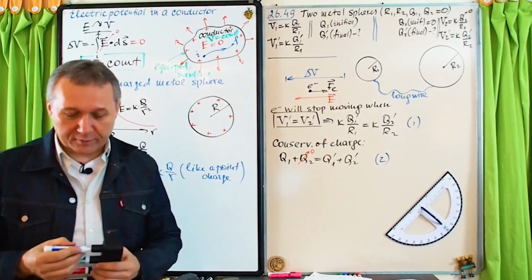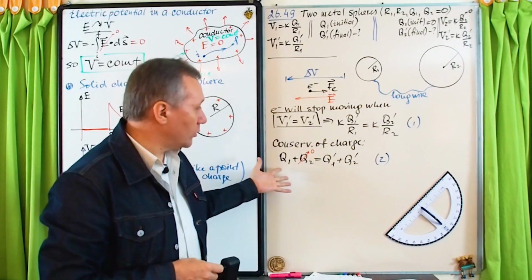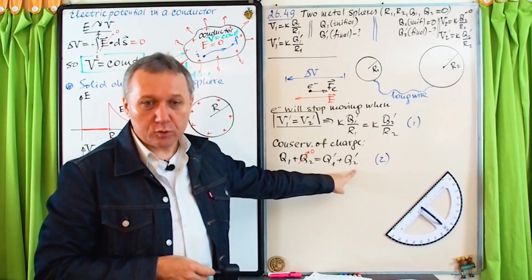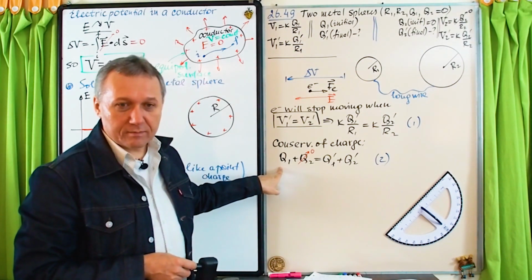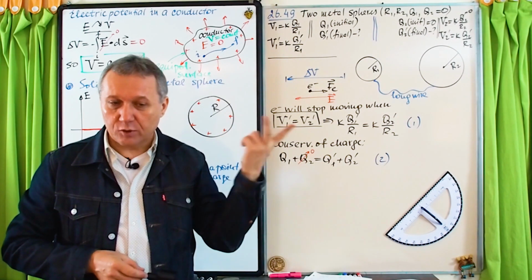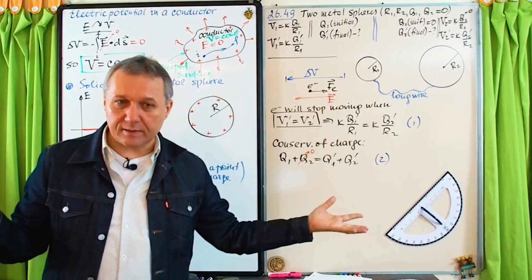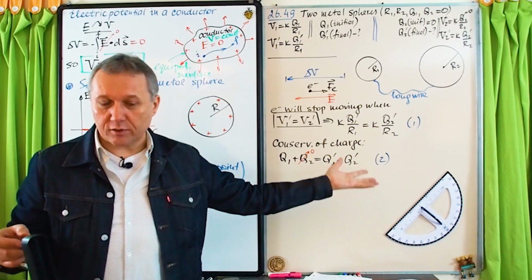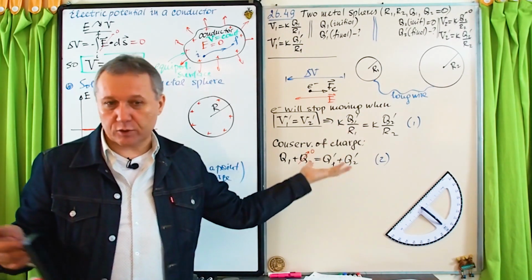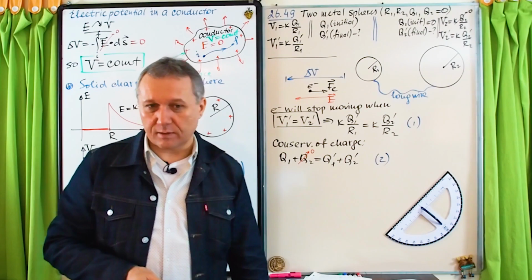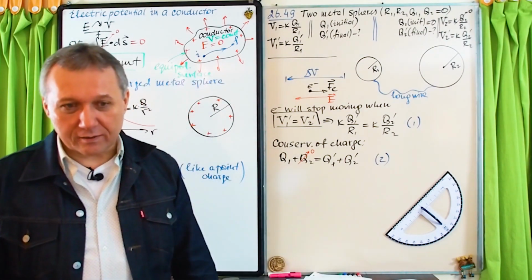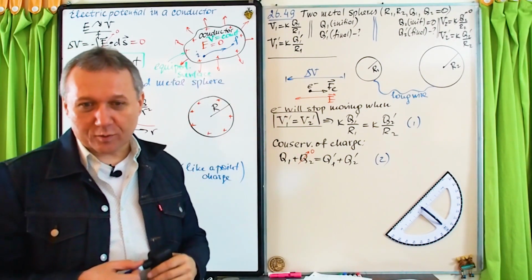And now, do we have enough equations? We still have two unknowns, Q1 prime and Q2 prime, because this is given. Two unknowns, two equations, physics is over. We used all the physical ideas. Now it's just algebra. You just need to solve a system of two equations with two unknowns. What can be easier than that? Any of you can solve this system.